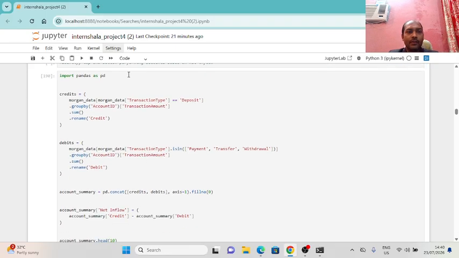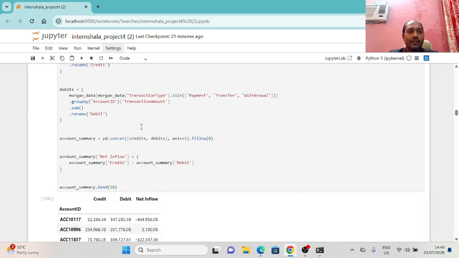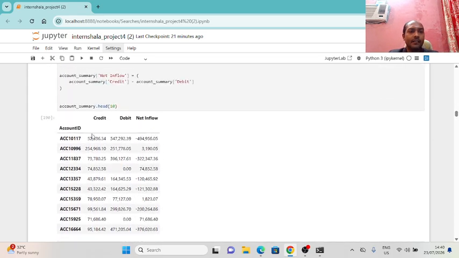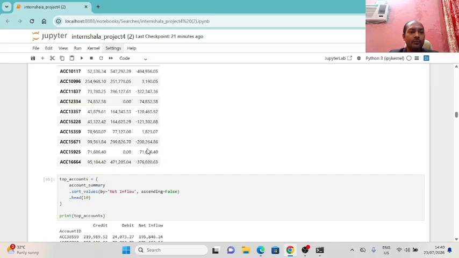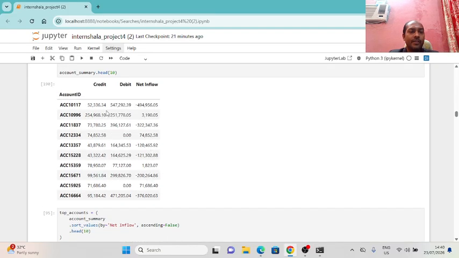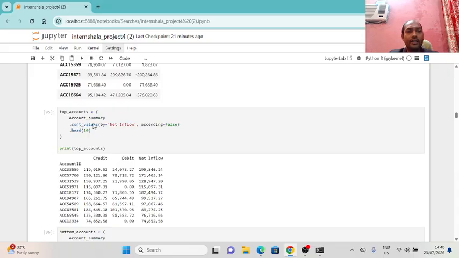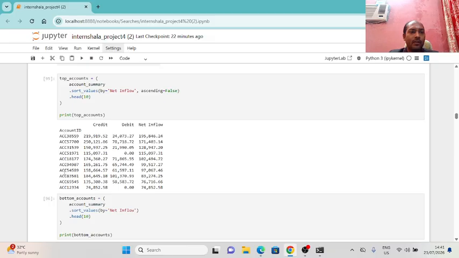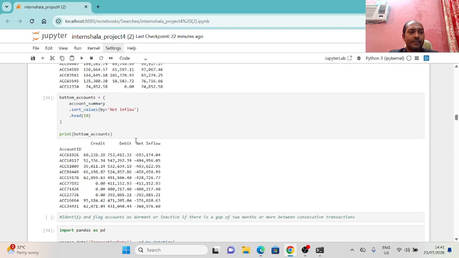So we have calculated the credit and debit transactions by grouping by the account ID, and then we can see here the total credit and debit transactions, and also the net flow. We have calculated all the net flow here, and on the basis of the above data we have calculated the top accounts. So these are the top accounts we have calculated on the basis of net flows, credit and debit transactions, and these are the bottom accounts we have calculated on the basis of the above data.